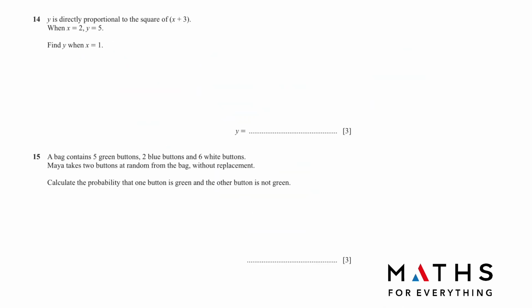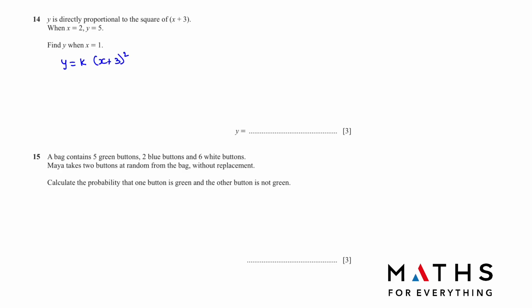Moving on to the next question. Y is directly proportional to the square of x plus 3. When x is 2, y is 5. Find y when x is equal to 1. Directly proportional means y is equal to k times the square of x plus 3.